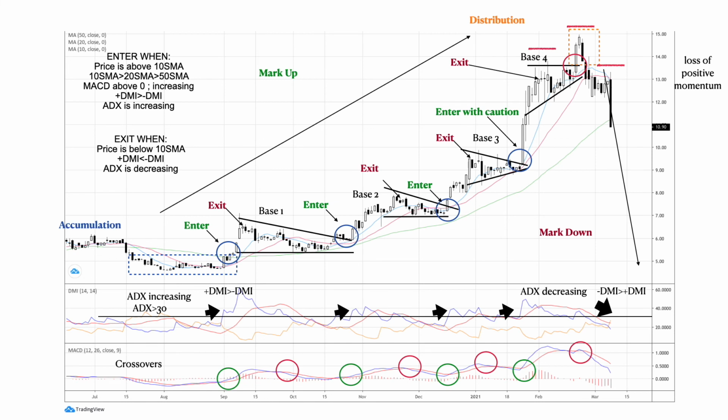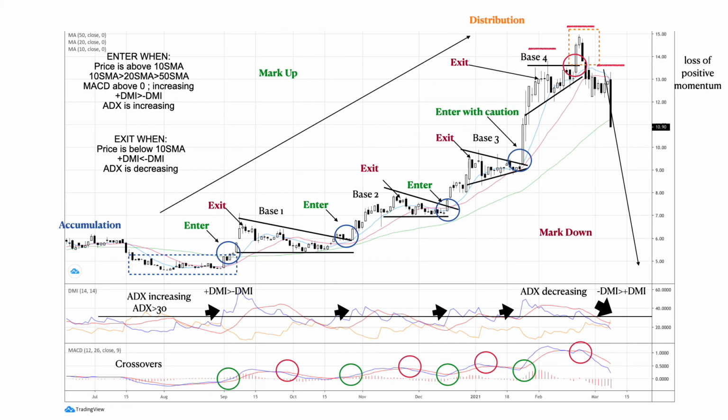Position traders might opt to just buy and hold this position since it's within the markup stage, but momentum traders might buy and sell within this position. They enter at the breakouts and then they exit at the surges and then wait for price to consolidate before re-entering on another breakout.